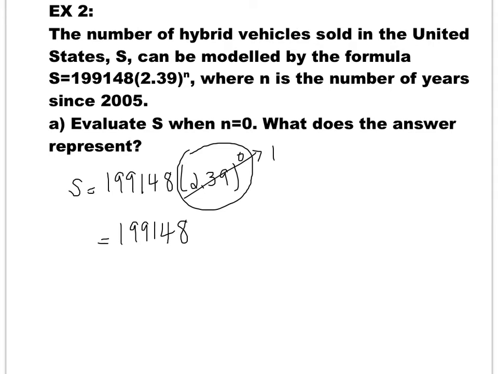It represents the initial value, meaning at 2005, the number of hybrid vehicles in the US was 199,148. Or, if you remember, this is the S-intercept, because S really represents Y. So this is the S-intercept, the initial value.